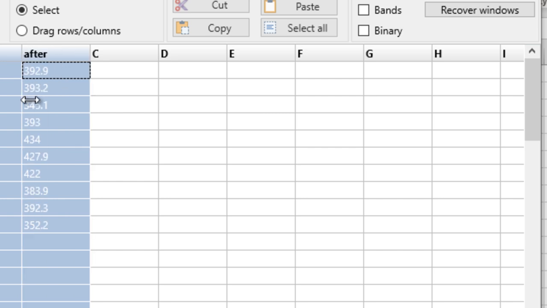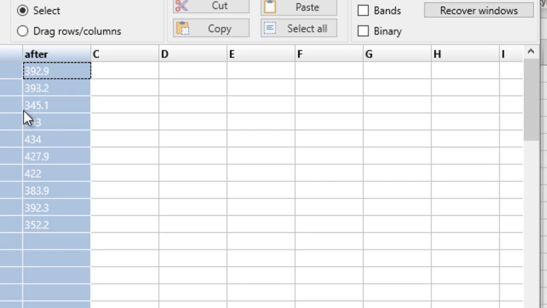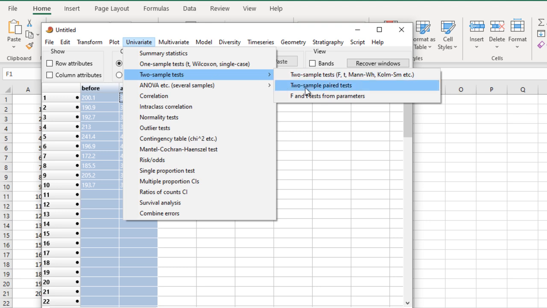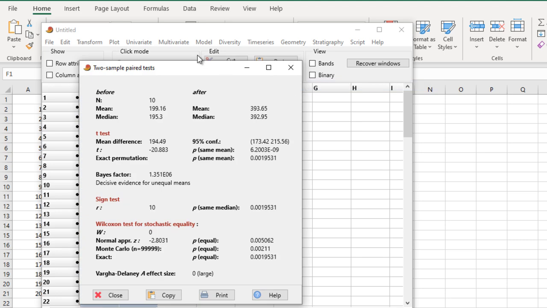We select the two together, these two columns. That is what Past needs, right? We go to univariate, go to two sample tests. We now go to two sample paired tests. We click on it. All right, so you can see.